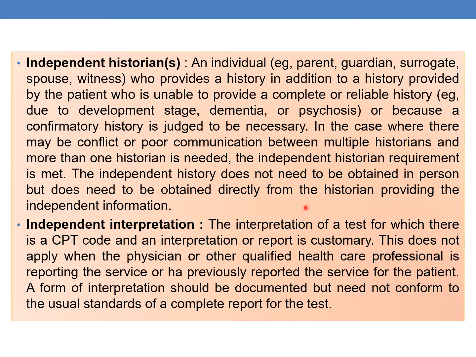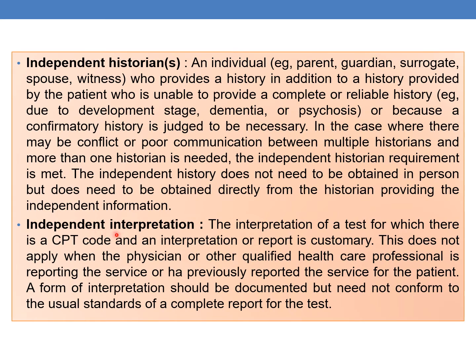Independent history does not need to be obtained in person, but does need to be obtained directly from the historian providing the independent information. An independent historian may be an individual who might be a parent, guardian, surrogate, spouse or witness, who provides a history in addition to the history provided by the patient, who is unable to provide a complete or reliable history. The reason might be due to developmental stage or dementia or psychosis.